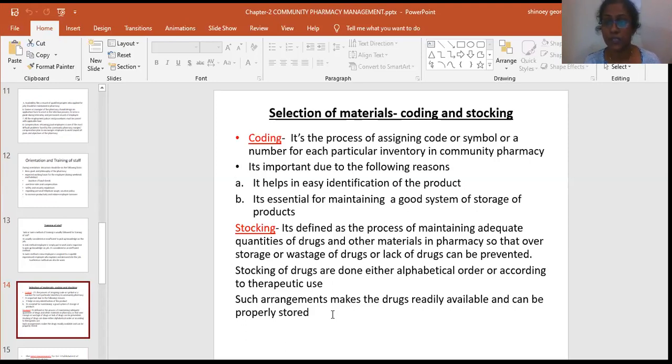Coding is nothing but a process of assigning a code or symbol for a particular drug, which helps in easy identification of the product, as well as it helps in maintaining a good system of storage of the product.